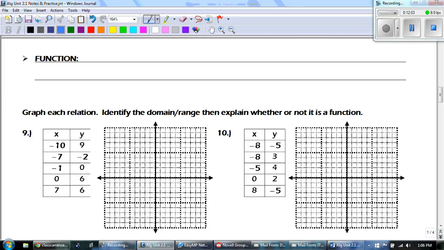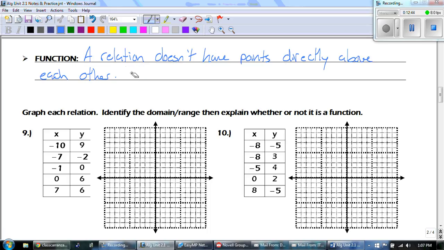All right, let's go ahead and flip it over. So the last thing that we're going to be talking about is function, okay? So what a function is, that is a relation. A relation doesn't have points directly above each other, okay? So it's a function if the relation doesn't have points directly above each other, okay?